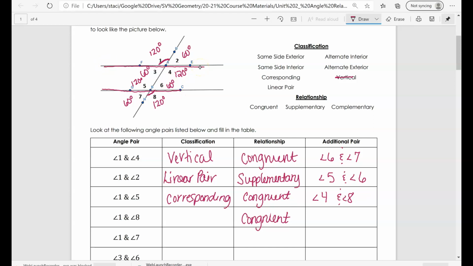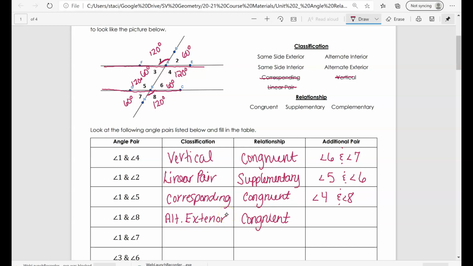So think about what word in our list, forgot to cross off corresponding and linear pair. If we look at the remaining ones we have, if we see that these angles are on the outside, that would indicate to us they're on the exterior of the parallel lines. But notice angle 8 is on the right side of the transversal, and angle 1 is on the left side. So they're on opposite sides. So the best name for angles 1 and 8 is alternate exterior angles. And so alternate exterior angles are congruent.